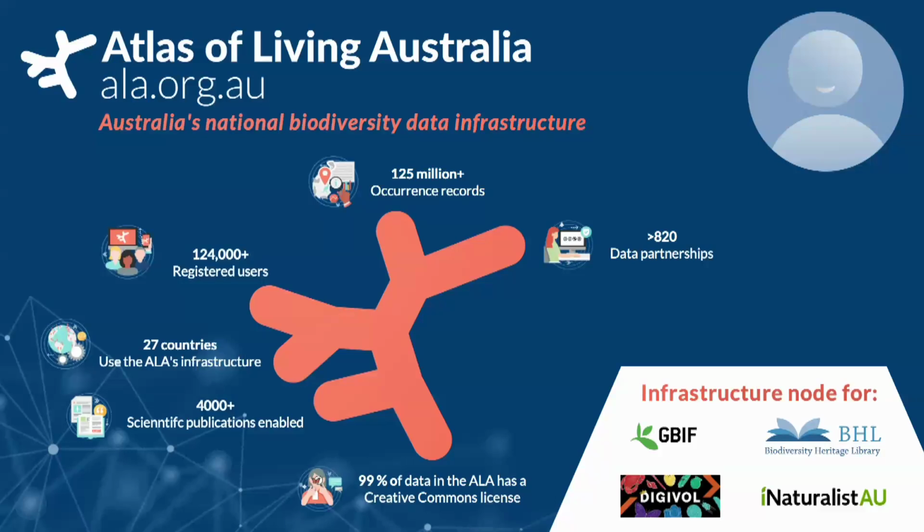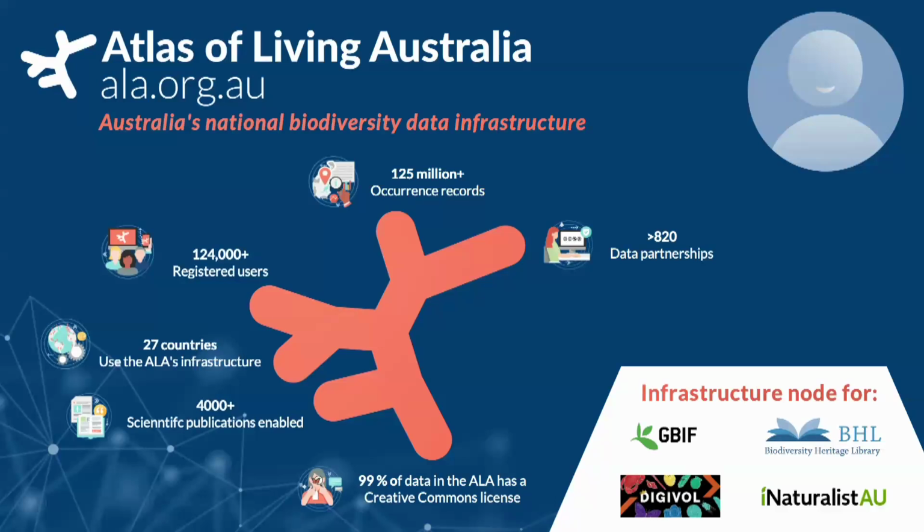We are also the Australian infrastructure node for a number of international projects, including the Biodiversity Heritage Library, iNaturalist, and GBIF. We aggregate a wide range of biodiversity information, preserved specimens, living specimens, and human observations from a variety of sources, from natural history collections, science agencies, conservation groups, individuals, and Indigenous ecological knowledge holders. That aggregated data is used for scientific research and decision-making, government planning, policy and assessments, education, citizen science, and more.